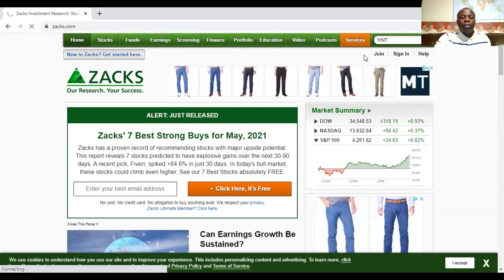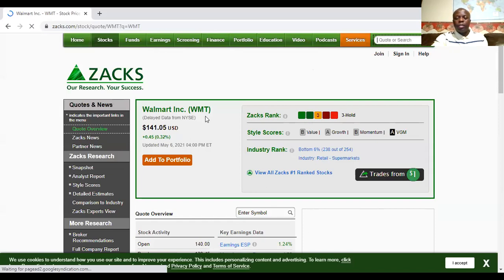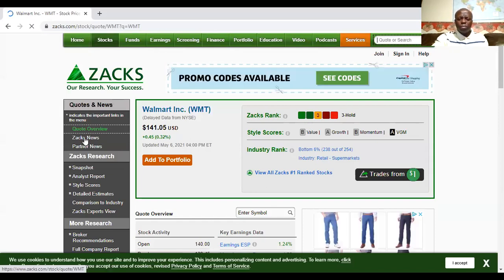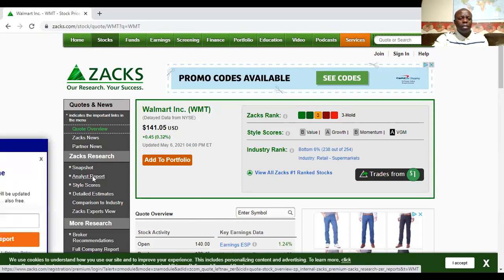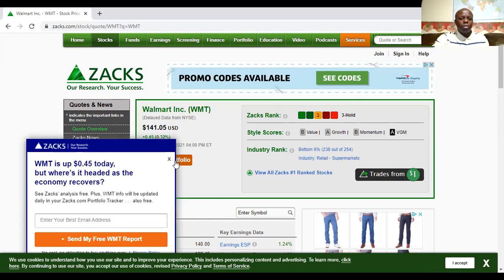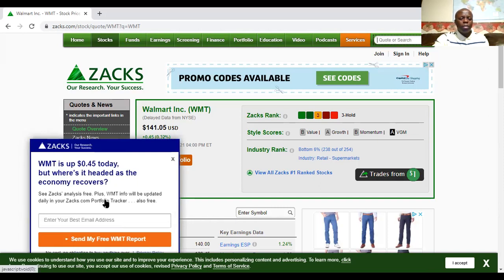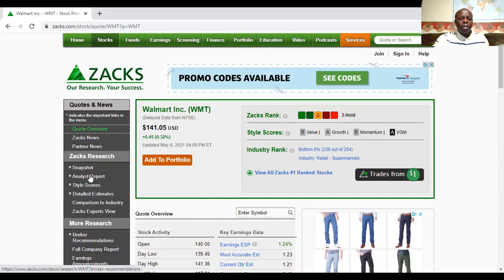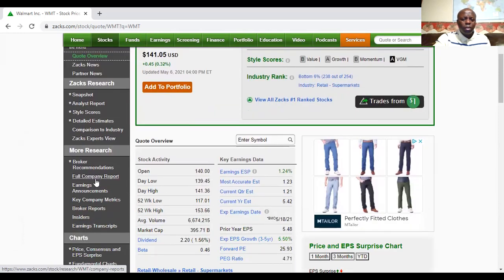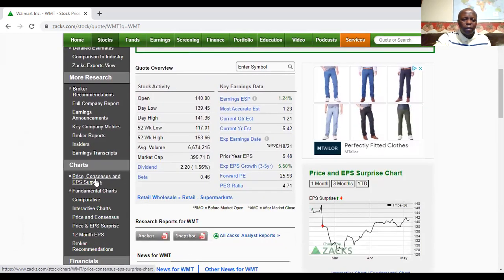You click on it, and then it will bring up Walmart data. See Walmart Incorporated, and then from there you can search for what you are looking for. Like if you are looking for the analysis financial report, you have the analyst report.